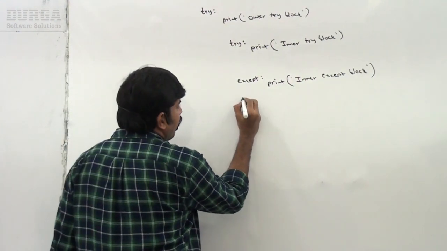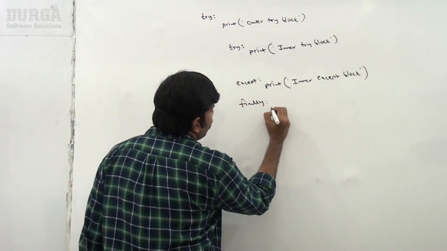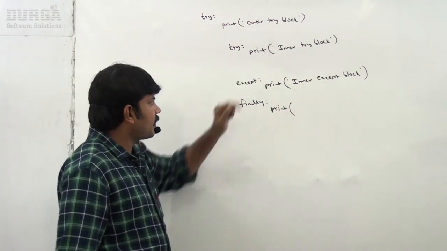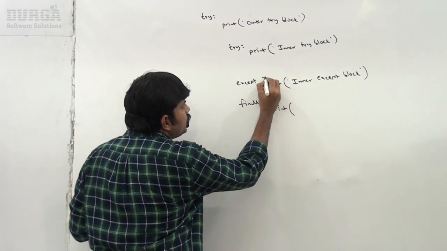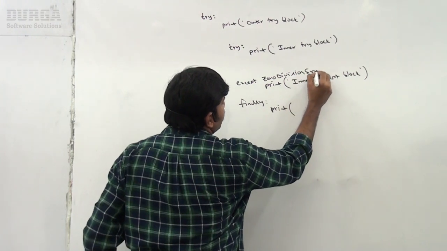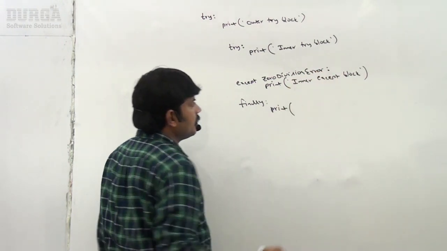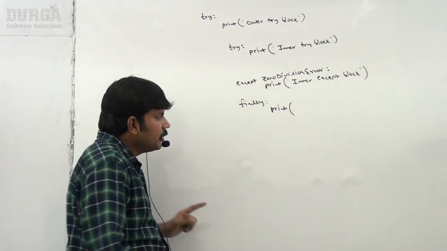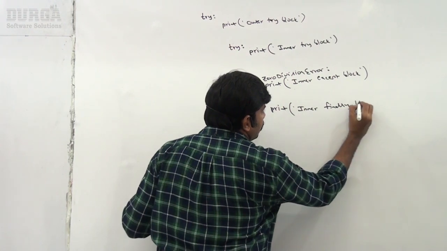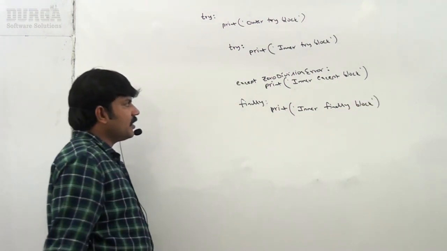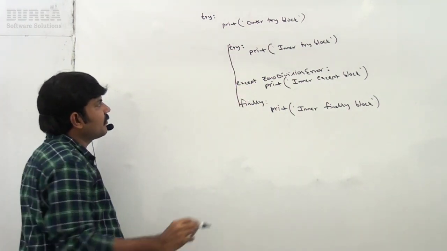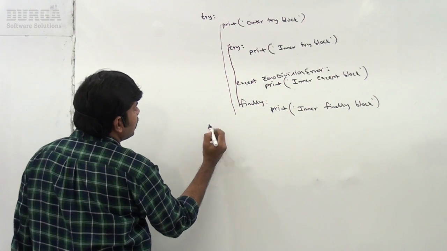Next, after that, finally. Here just observe, sir: try, print inner try block, except ZeroDivisionError I am taking. If ZeroDivisionError is coming, print inner except block. Finally, print inner finally block. Okay, that's all. Sir, this is the inner try except finally. Yes, sir, this one got completed, right?